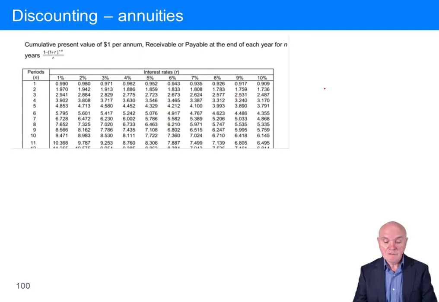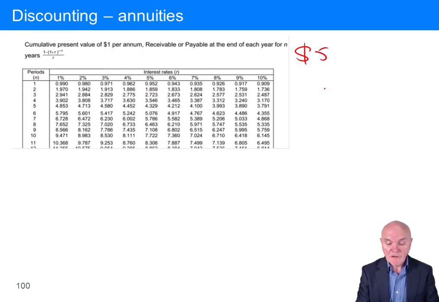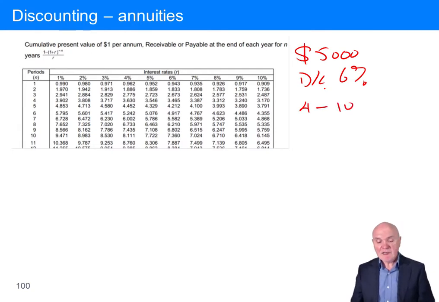unusual set of flows. Let's say that we're going to be receiving, let's call it $5,000, and let's say the discount rate is 6%, and we're going to be receiving this at times 4 to 10. So we're not going to be receiving anything in times 1, 2, and 3, but then we're going to be receiving 4, 5, 6, 7, 8, 9, 10. We're going to be receiving 7 amounts, because it's 4 to 10 inclusive. We're going to be receiving 7 flows of 5,000.